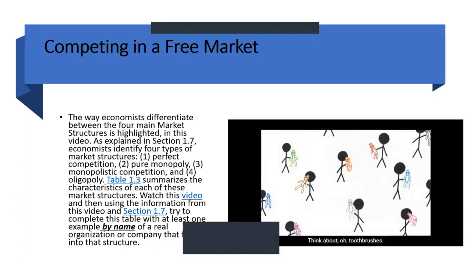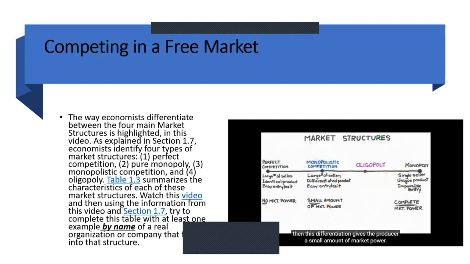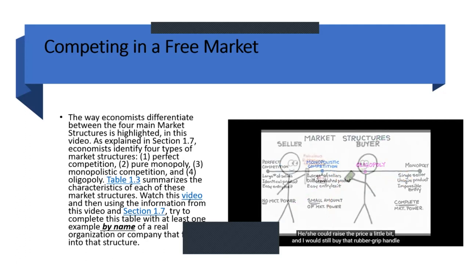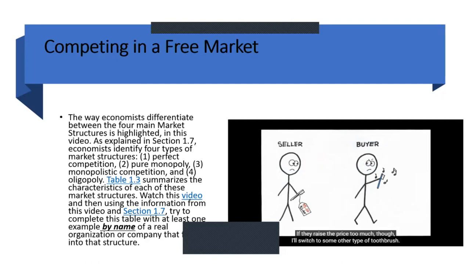Think about toothbrushes. You go to the store and there are toothbrushes with square heads, diamond heads, rubber grip handles, bi-level bristles, toothbrushes that play music, toothbrushes that glow in the dark, even with color indicators that tell you when to buy a new toothbrush. All toothbrushes, all highly similar and highly substitutable, but with slight differences. If I believe, as a consumer, that having a rubber grip handle helps clean my teeth better, then this differentiation gives the producer a small amount of market power. He or she could raise the price a little bit, and I would still buy that rubber grip handle toothbrush. If they raise the price too much, though, I'll switch to some other type of toothbrush.